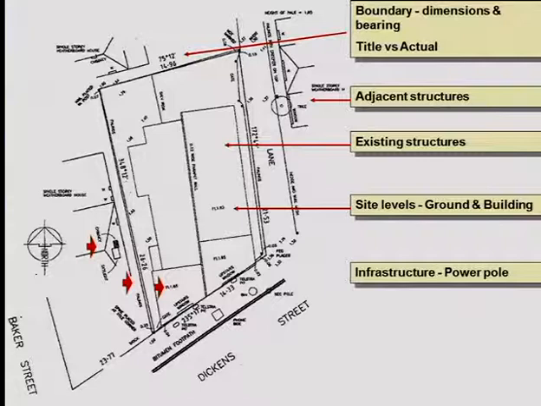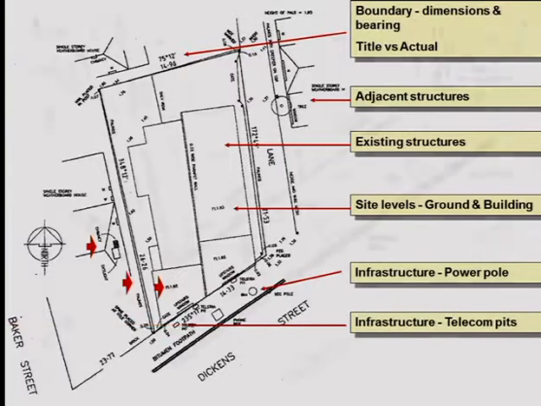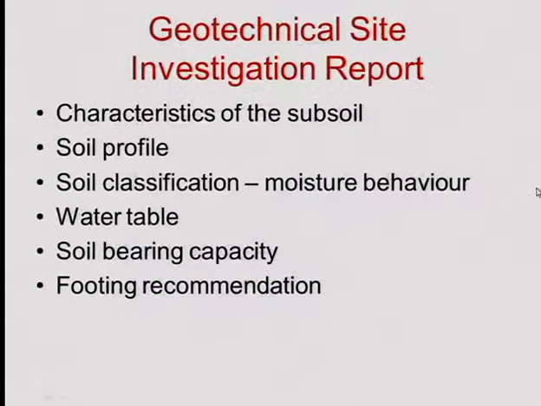Here's a power pole in the front here. Okay, now that might be useful to know. There's Telstra pits in the front. Might be useful to know. Okay, so you've got all this infrastructure along here. You've got, going back a bit, the phone box and SEC pole, so electricity power pole.